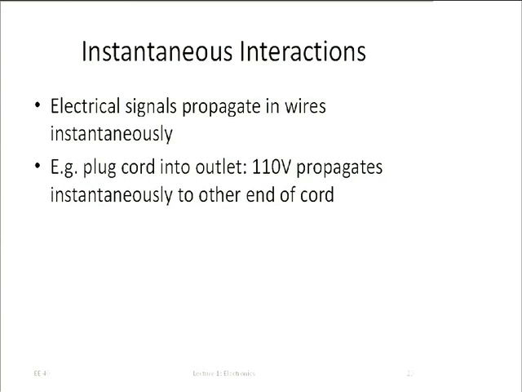So in EE40, we stick to clock rates of megahertz and less, and then instantaneous is pretty good, right? At 1 gigahertz, light travels 30 centimeters in 1 nanosecond. In 1 microsecond, which is 1 over a megahertz, how far does light go? Well, 30,000 centimeters. I'll let you convert that to meters.